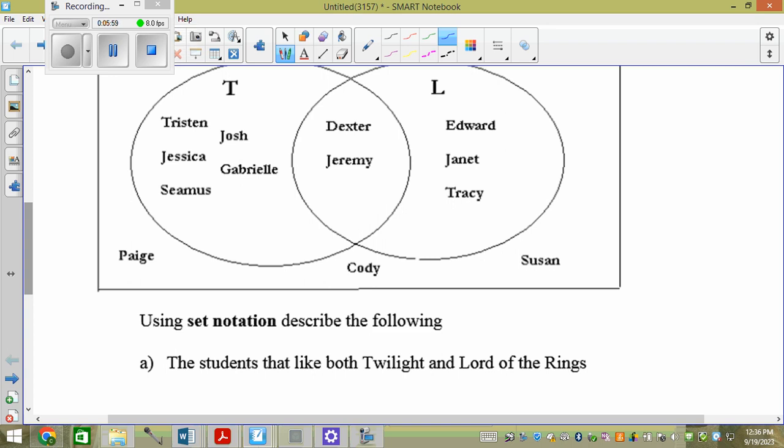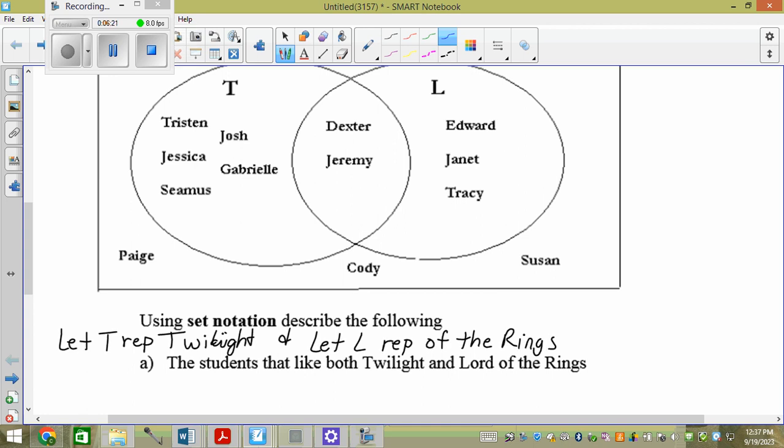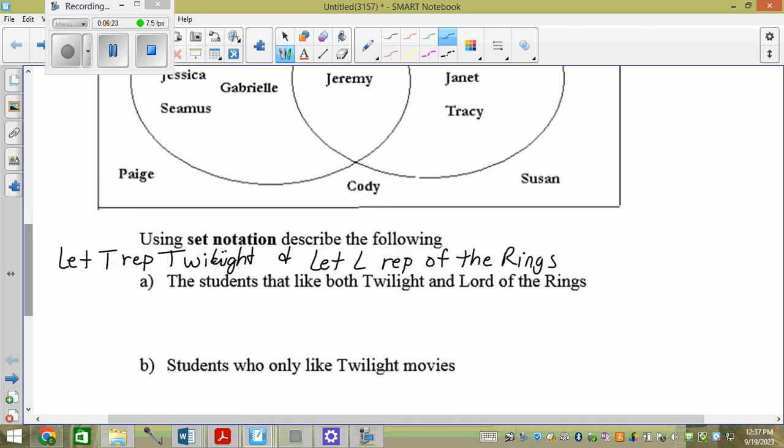So you'd have to go like, let T represent Twilight, and let L represent Lord of the Rings. So I want set notation for both Twilight and Lord of the Rings. So I would go T and L. Do you agree? That would be the set notation for it, which a lot of people bypass.